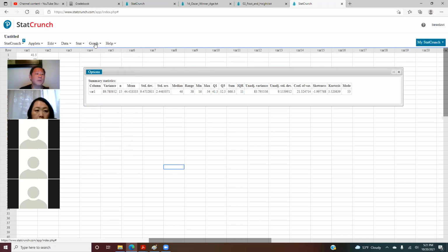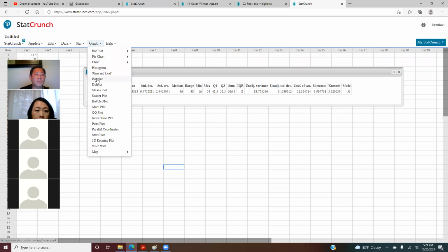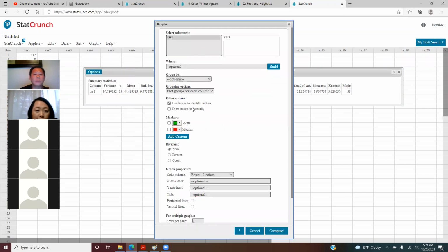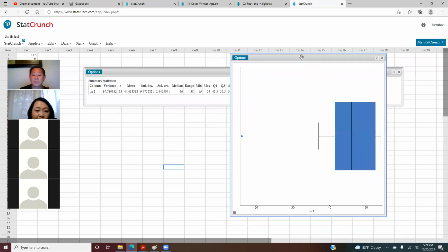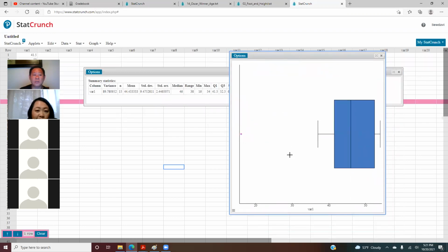Test 1, a midterm. And then we go to your box plot. We'll draw a box plot for this case. So this is your box plot. There is an outlier, which is 16. So that's one outlier in this case. This is pretty much skewed to the left. The majority of you are in this range. Again, the test is out of 60.